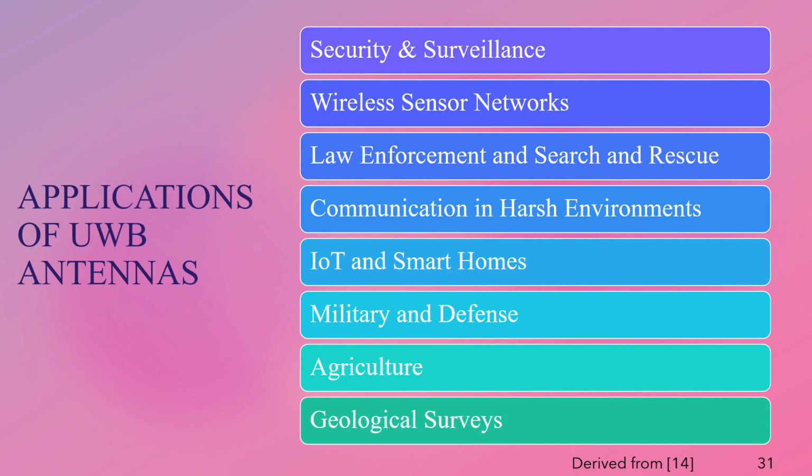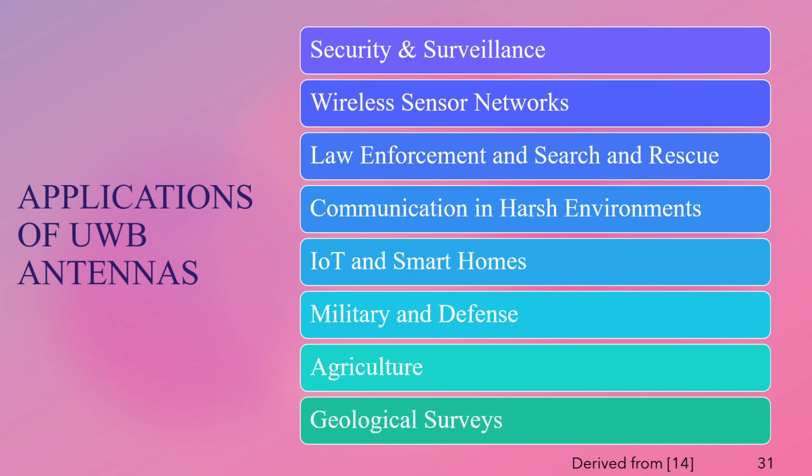For IoT and smart homes, UWB technology is integrated into smart home devices for precise indoor positioning and improved context-aware automation. This enables applications like keyless entry, location-based services, and asset tracking within homes. Now for military and defense, UWB antennas have military applications for secure communications, ground-based radar systems, and electronic warfare.